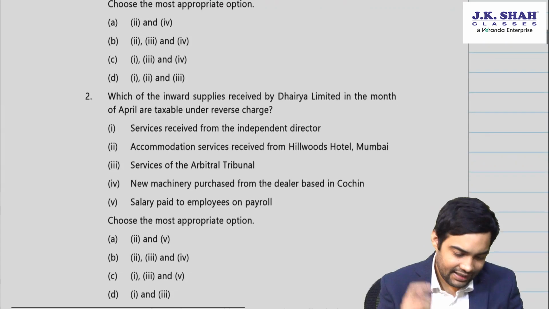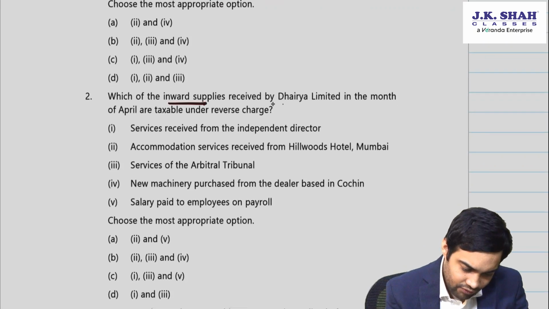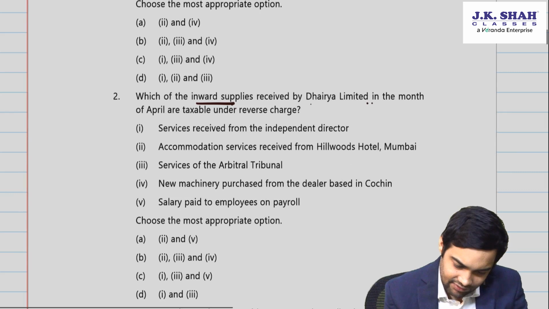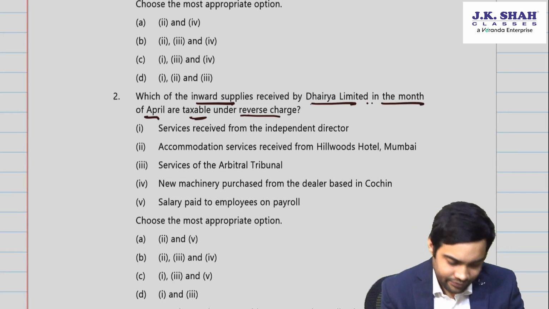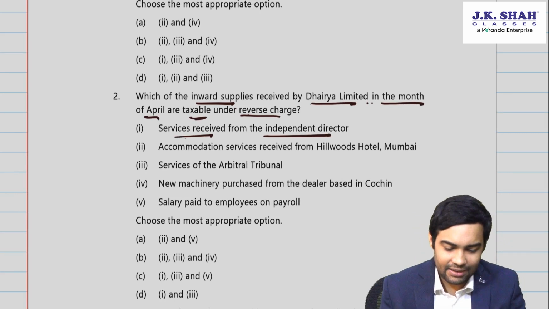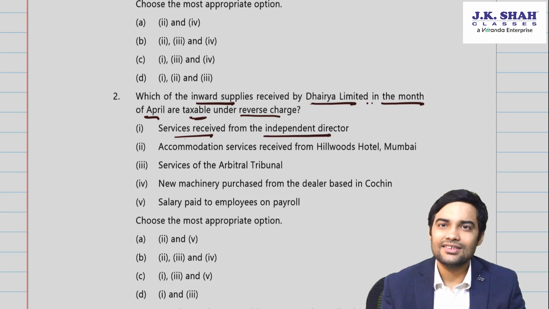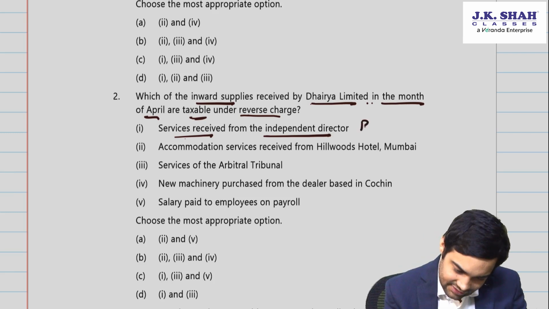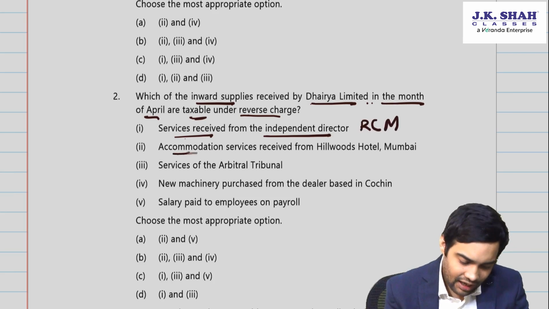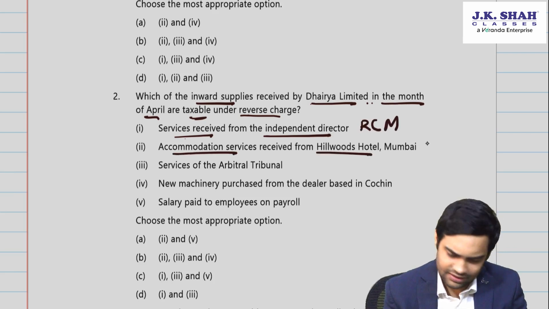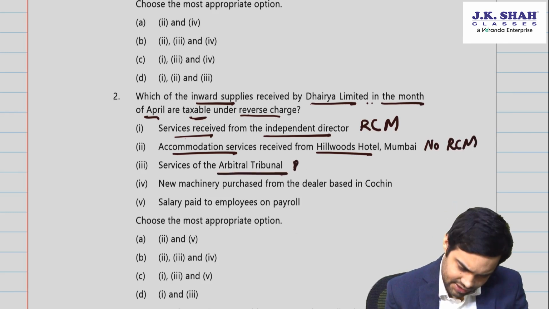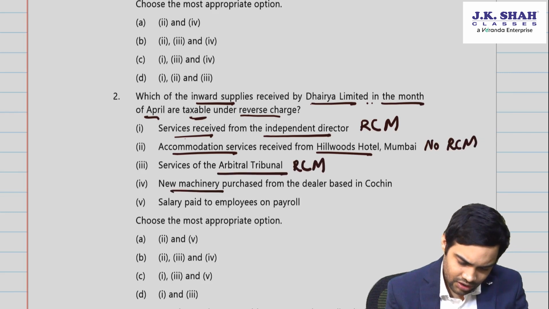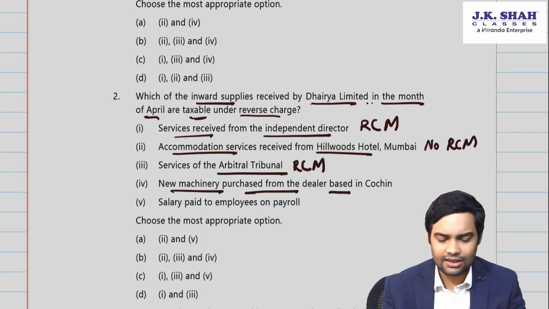Okay. Then second one, which of the inward supplies received by Dairy Limited in the month of April are taxable under reverse charge? Services received from independent director. Obviously, this is taxable under RCM. Accommodation service from Hillwood Hotels. No RCM, obviously. It's a case of forward charge. Services of arbitral tribunal. Yes, this would be covered under RCM. New machine purchased from dealer based in Cochin.